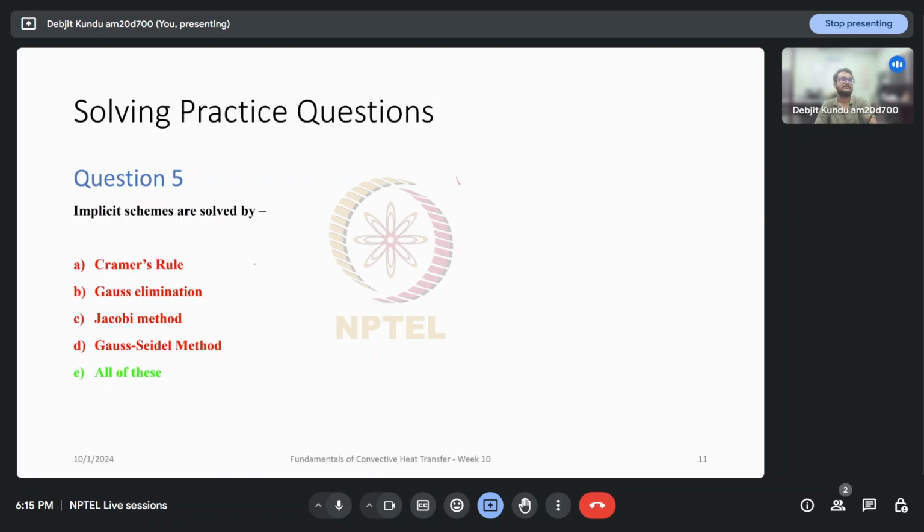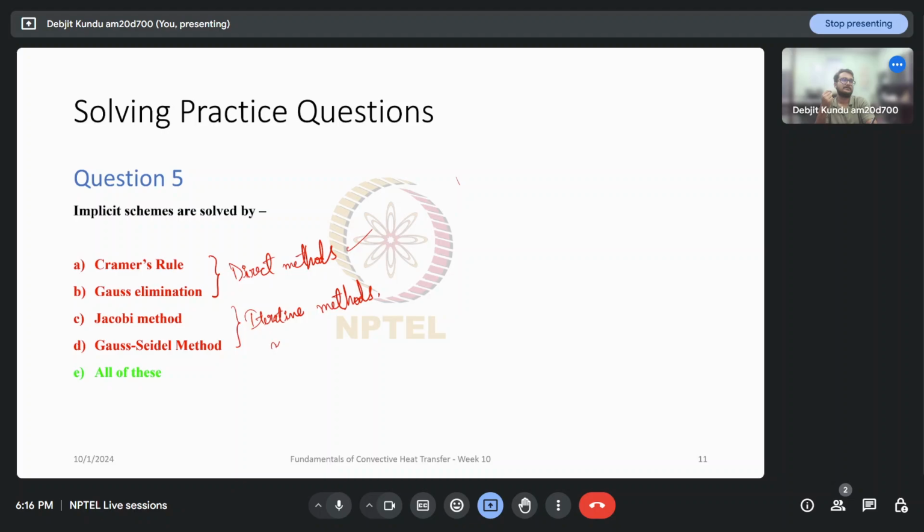Now, there is a certain category within them. So Kramer's rule and Gauss elimination, these are direct methods. They are more time taking, which is why seldom used. And Jacobi method and Gauss-Seidel method, these are iterative methods, and these can be found more commonly in practice. But direct methods are more accurate, whereas iterative methods you have to set some tolerance level for errors.